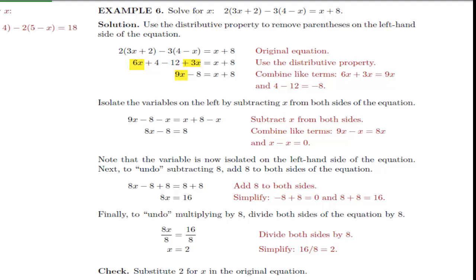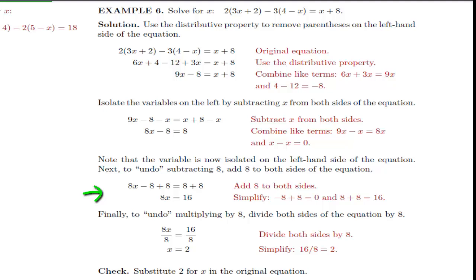Now, we will combine like terms to simplify the left-hand side. 6x plus 3x is 9x, and 4 minus 12 is negative 8. Leaving us with the equation 9x minus 8 equals x plus 8. We need to isolate the variables on the left by subtracting x from both sides of the equation. So on the left-hand side, we get 9x minus 8 minus x equals 8x minus 8, and on the right-hand side, we get x plus 8 minus x equals 8. Note that the variable is now isolated on the left-hand side of the equation.